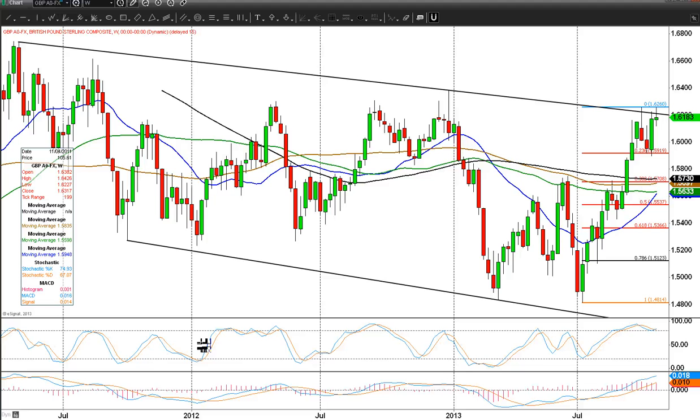We're testing a 2.5 year trend line, the upper end of the gradually downward sloping channel that we tested earlier on in the month, and we've retested again this week, and we're still failing to close above this trend line, and it does look like we should start to come lower. We are overbought on the weekly stochastic.